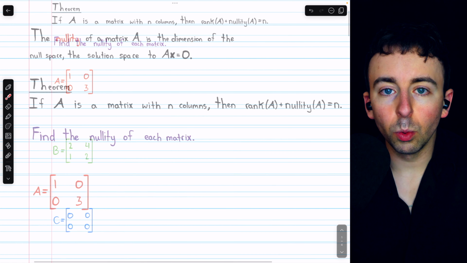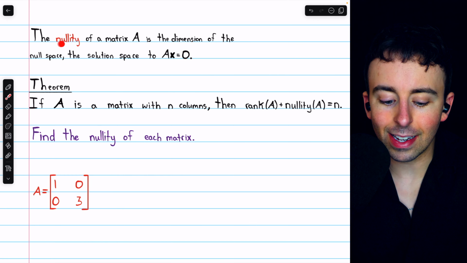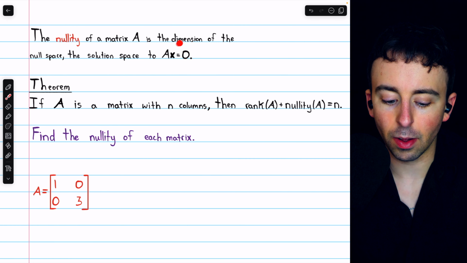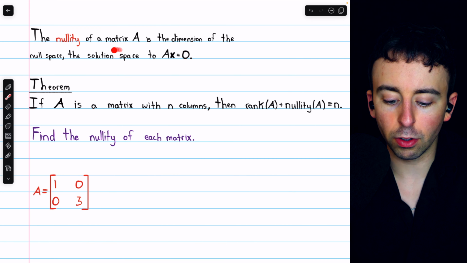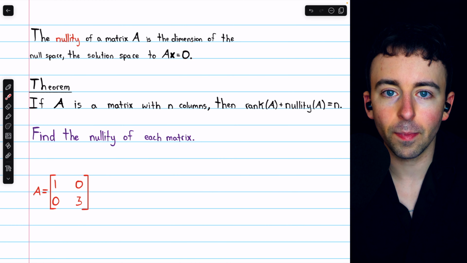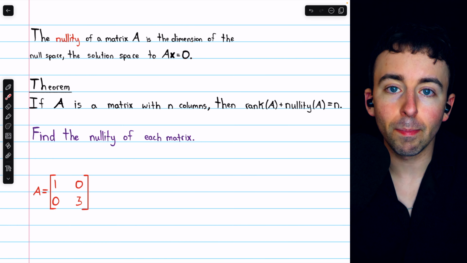to find the nullity. We'll do the last example just using the definition of nullity, that it's the dimension of the null space of the matrix, so the dimension of the solution space to this homogeneous system. Let's begin with the first example, matrix A.